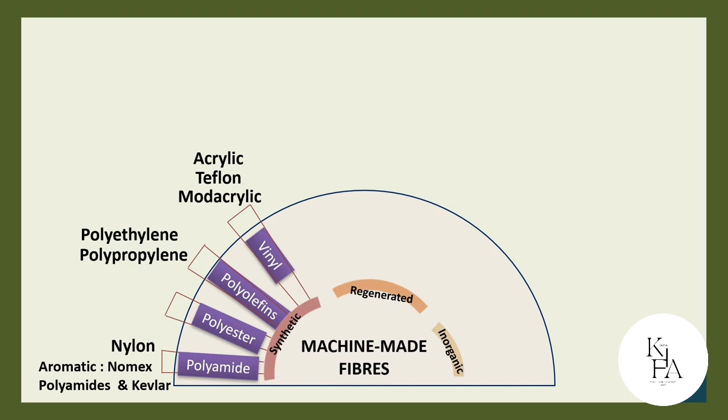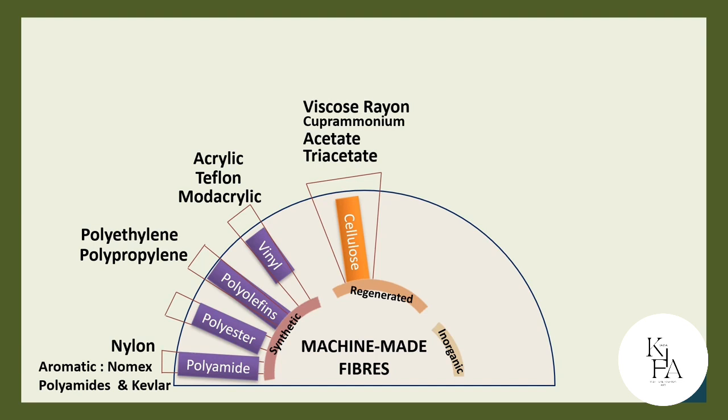Now moving on to regenerated fibers. When natural sources are treated and reproduced into fibers, they are known as regenerated fibers. The cellulose and protein are dissolved in chemicals and then fibers are extracted from it. For the cellulose based fibers, rayon is a basic term that is used for all the machine-made fibers that have a cellulose base. So we have viscose rayon, cuprammonium rayon, acetate and triacetate.